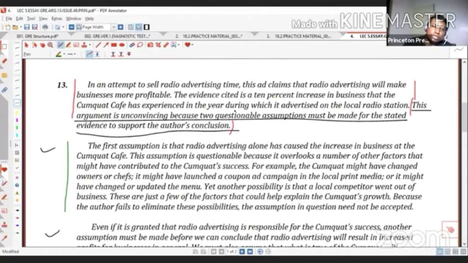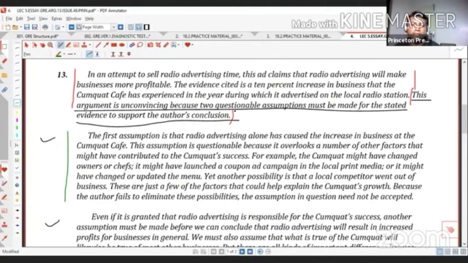The assumption is questionable because it overlooks a number of other facts that might have contributed to the Camquat's success. For example, Camquat might have changed owners or chefs. It might have launched a coupon ad campaign in the local print media, or it might have changed or updated the menu. Yet another possibility is that a local competitor went out of business. Okay, these were the options. These are just a few of the factors that could help explain the Camquat's growth.